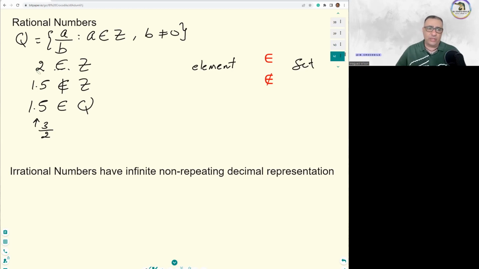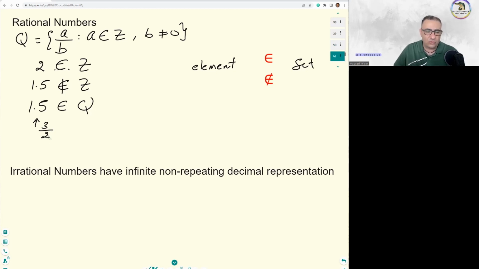Now let's look at the definition for 3 over 2. Does 3 belong to Z? Yes. Does 2 belong to Z? Yes. Is 2 equal to 0? No, the denominator is not 0. So this satisfies the definition of a rational number.